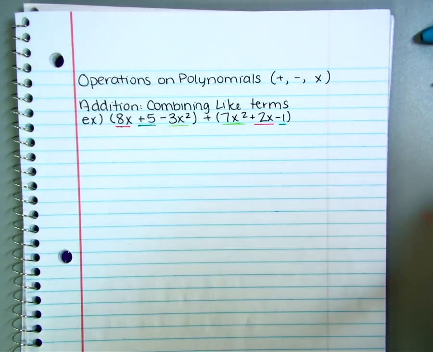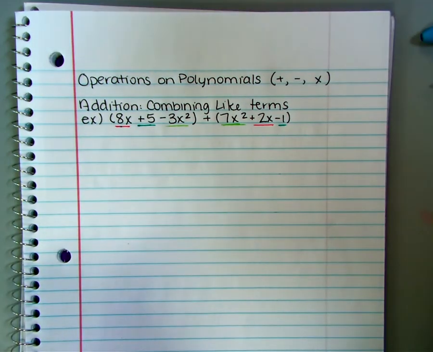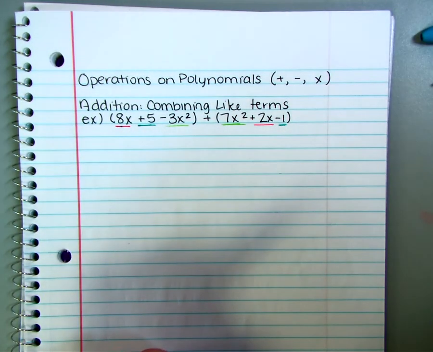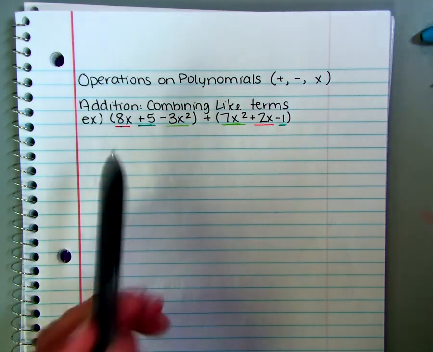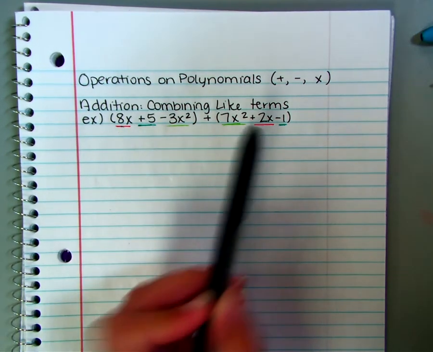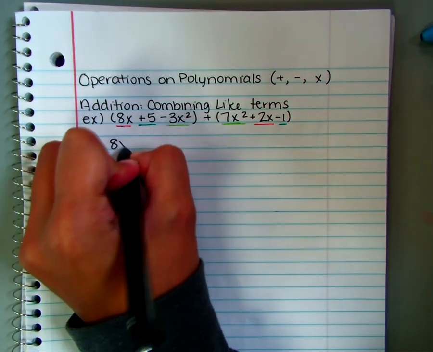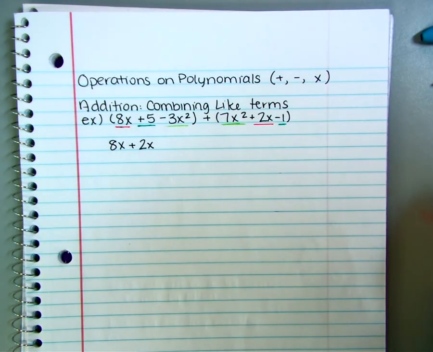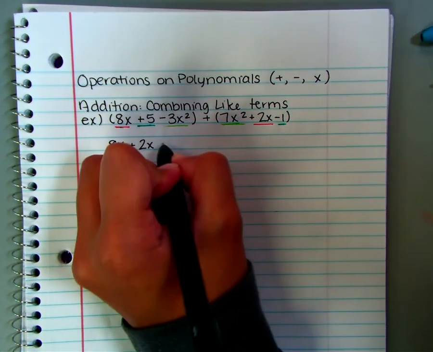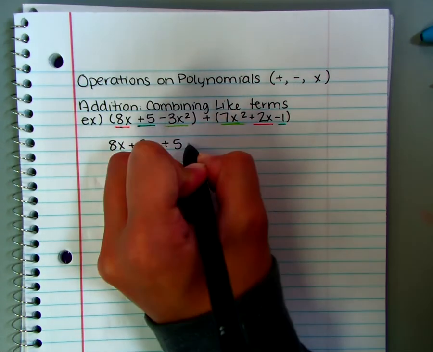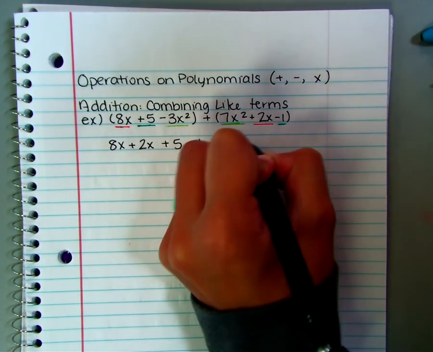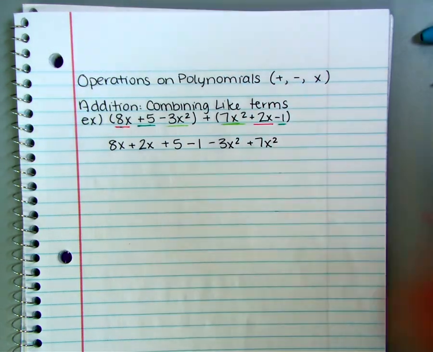So if you really like to write out every step and be thorough, you definitely can. And you can go ahead and write the 8x and the 2x together, or you can just use your mental math skills and go ahead and combine them. So since I know that 8x and 2x are together, I'm going to go ahead and write it out for this first example, but we won't do that in the future. And then in the next one, I know I've got a 5 and a negative 1 that go together, and a negative 3x squared and a 7x squared that go together.